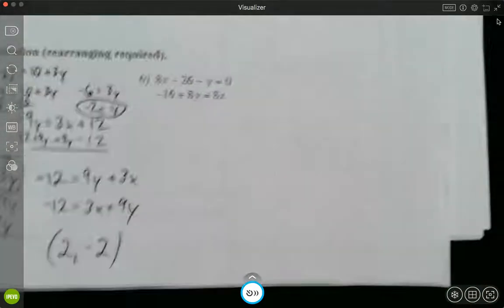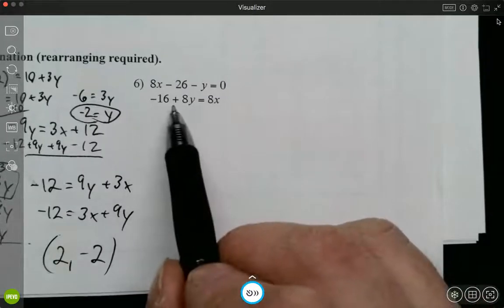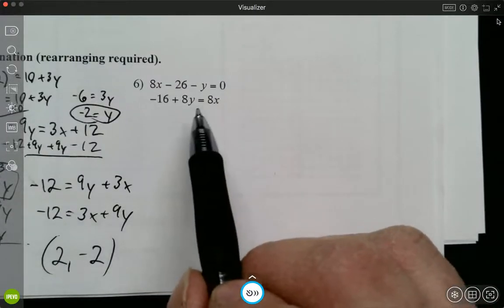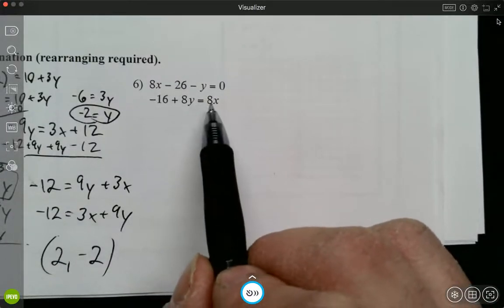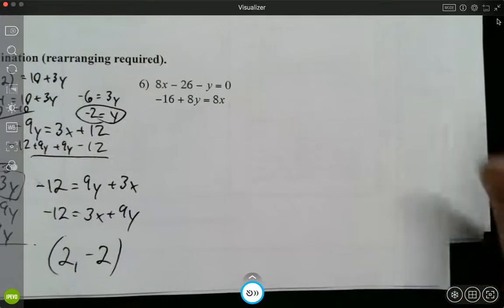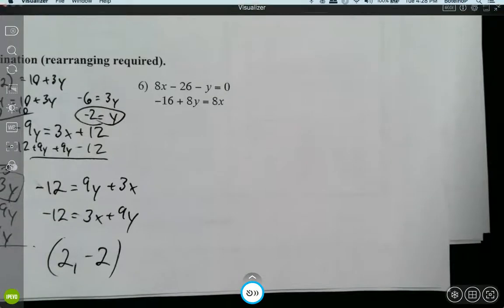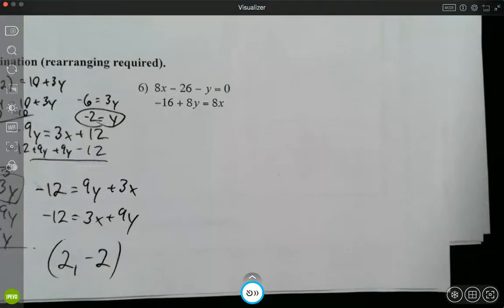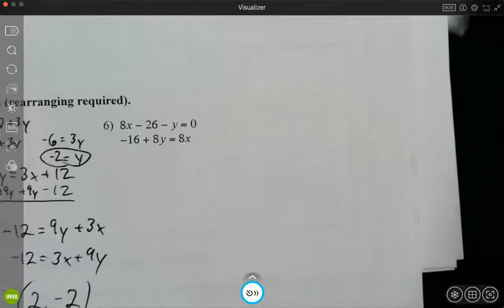Don't you worry about a thing. Number 6 will be way easier, but you'll have to rearrange. I can already tell you have 8x and 8x, so you'll end up getting some sames or some opposites there. So good luck. Try numbers 2, 4, and 6.